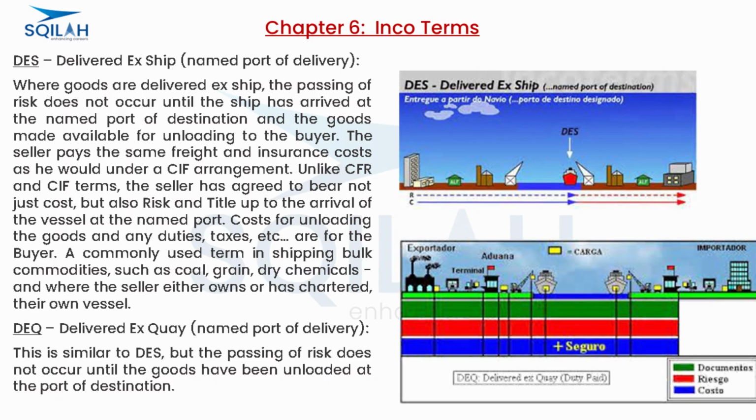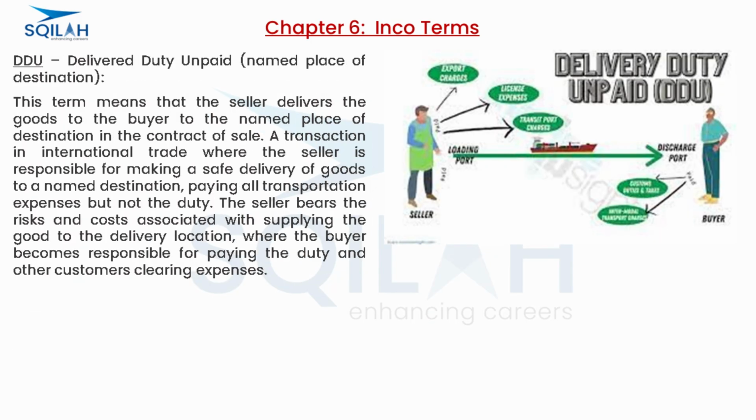A commonly used term in shipping bulk commodities, such as coal, grain, dry chemicals, and where the seller either owns or has chartered their own vessel. DEQ, delivered ex-quay, named port of delivery. This is similar to DES, but the passing of risk does not occur until the goods have been unloaded at the port of destination. DDU, delivered duty unpaid, named place of destination.